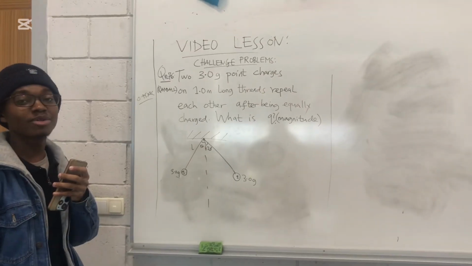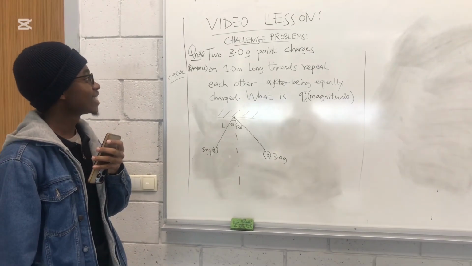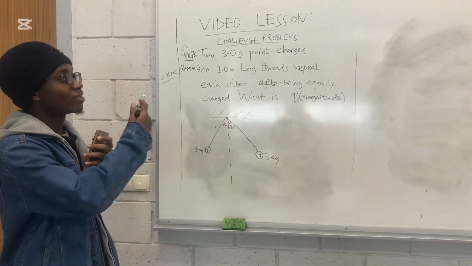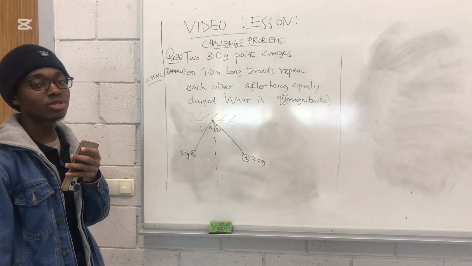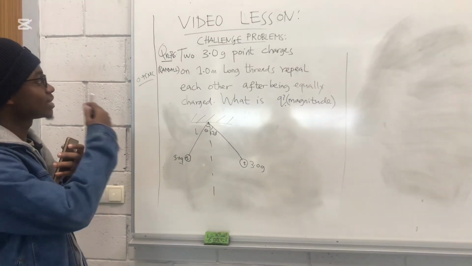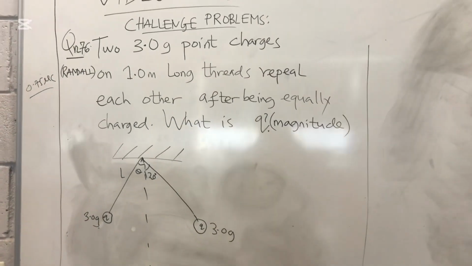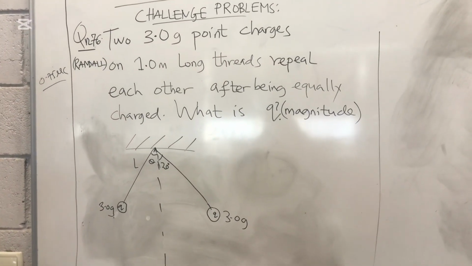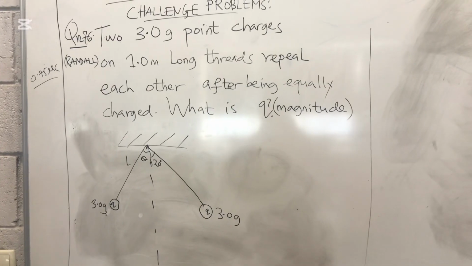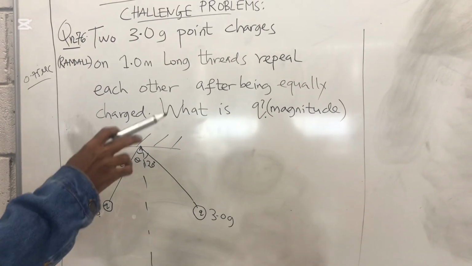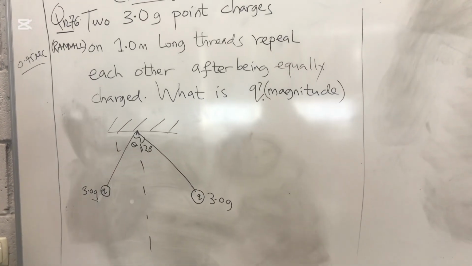My name is Waziri Omari and today we'll be solving one of the challenging problems from the Randall book. It is question number 76. The question reads: two 3.0 gram point charges on 1.0 meter long threads repel each other after being equally charged. What is the value of charge Q?